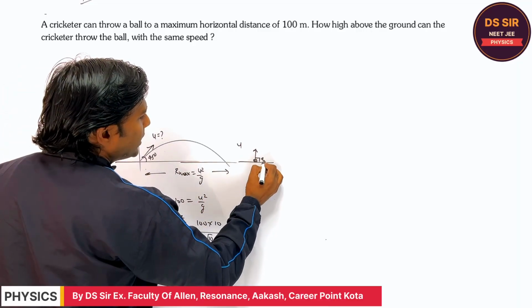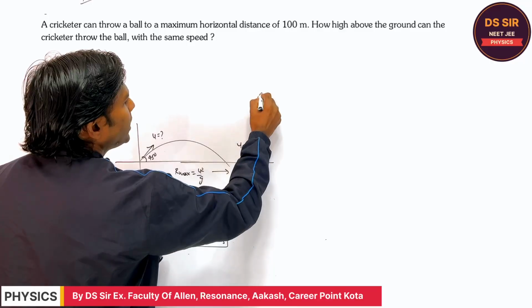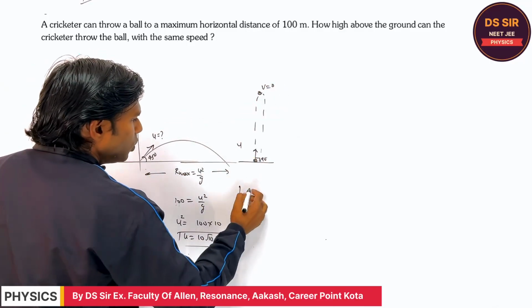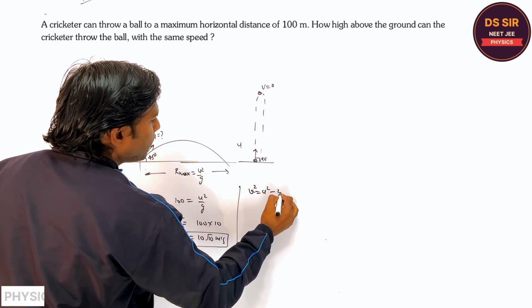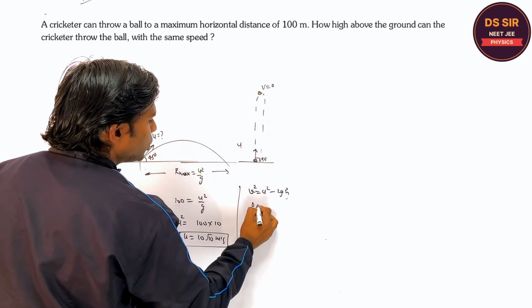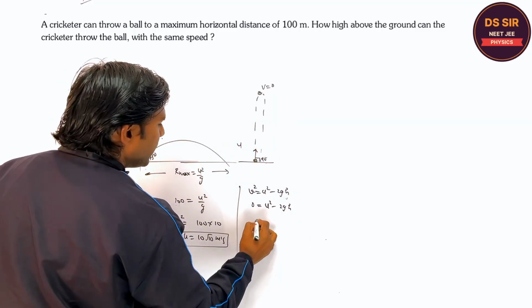The angle should be 90 degrees and it must be projected vertically upward so that it can go to the maximum height. Here the velocity becomes 0. So v square is equal to u square minus 2gh, I will apply. Fine. And the final speed is 0. So this is the maximum height.